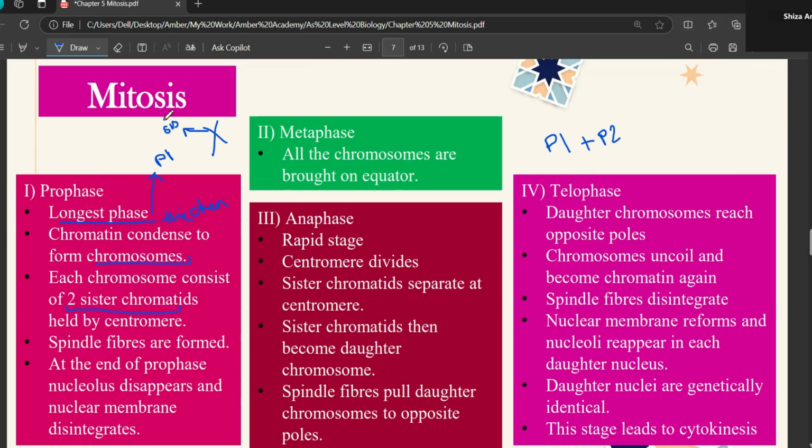So these are important terminologies because you have to write these keywords in your script. You write sister chromatid, and we'll talk about daughter cell, daughter nuclei, parent cell.